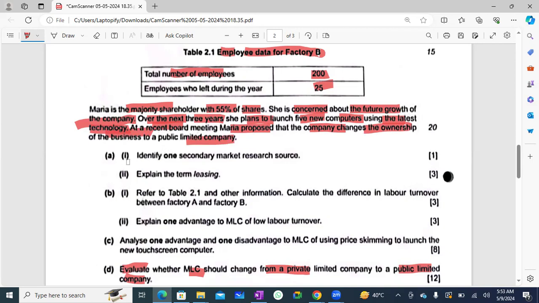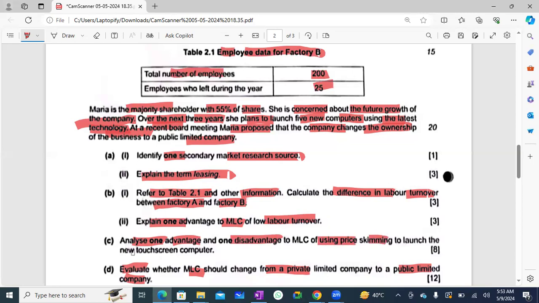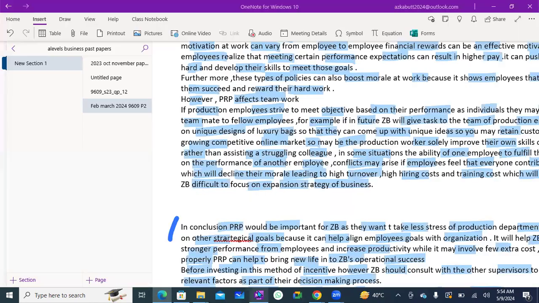Okay. So, first question is that identify one secondary market research source, explain the term leasing, refer to table 2.1 and other information, calculate a difference in labor turnover between factory A and factory B. Explain one advantage to MLC of low labor turnover. Analyze one advantage and one disadvantage to MLC of using price skimming to launch the new touchscreen computer. And the last question I have already read, that evaluate whether MLC should change from a private limited company to a PLC. Okay, so let's see its solution.